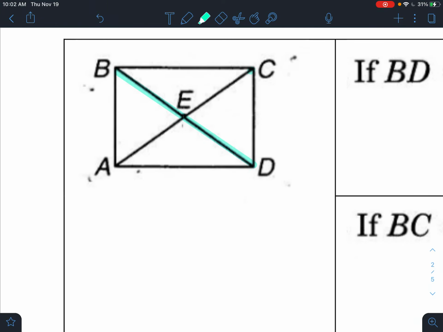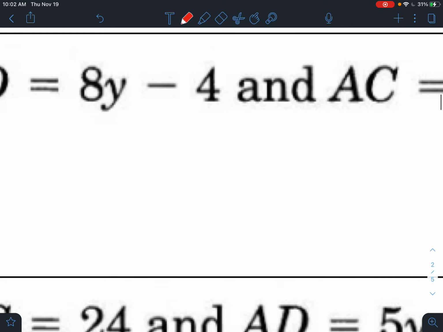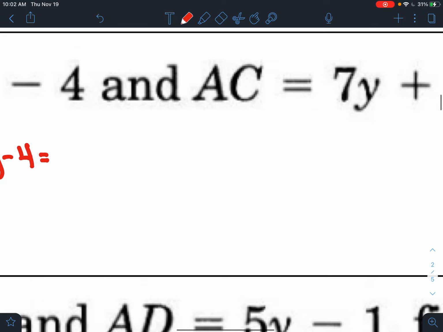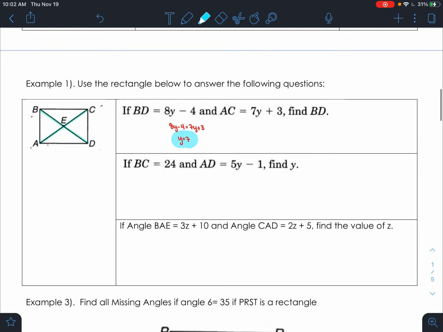So if you look at the first one, I'm given BD is 8y minus 4, and I'm given AC is 7y plus 3. And it says to find BD. With what we know about a rectangle, we know the diagonals are congruent. So all I'm going to do is just set 8y minus 4 equal to 7y plus 3. So then solving that, I get y is equal to 7. All right, let's try the next one.